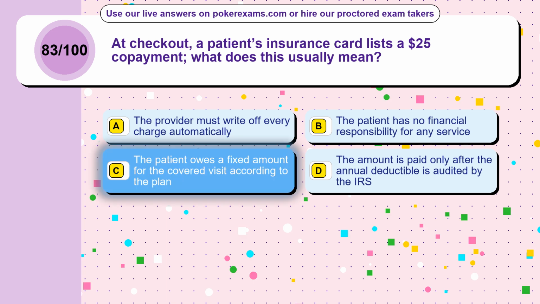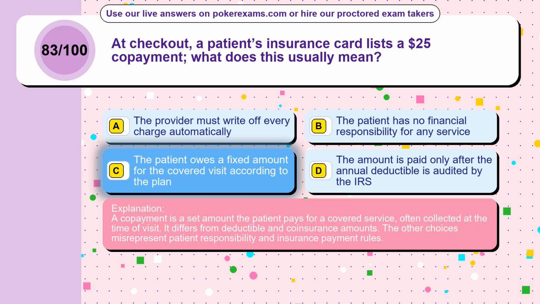The correct answer is option C. The patient owes a fixed amount for the covered visit according to the plan. A copayment is a set amount the patient pays for a covered service, often collected at the time of visit. It differs from deductible and coinsurance amounts. The other choices misrepresent patient responsibility and insurance payment rules.